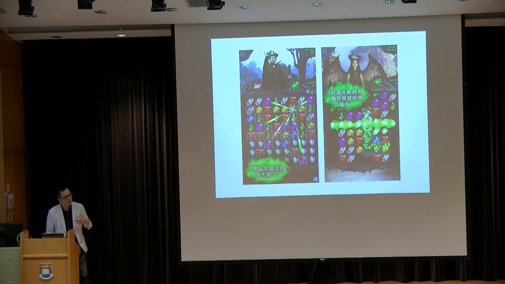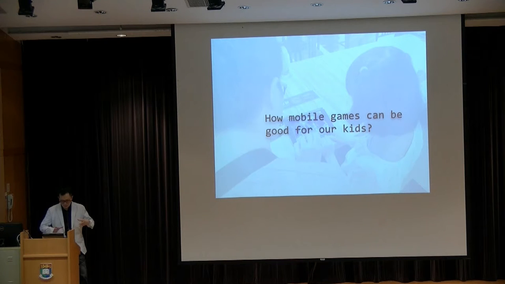So I reviewed in the previous slide. I tried to review the game design from two aspects. One is narrative, and another one is the game mechanic. So with this framework, the narrative and the game mechanism as background, I started a research. The research is how much mobile game can be good for our kids.